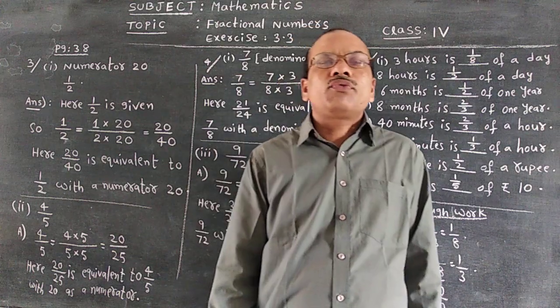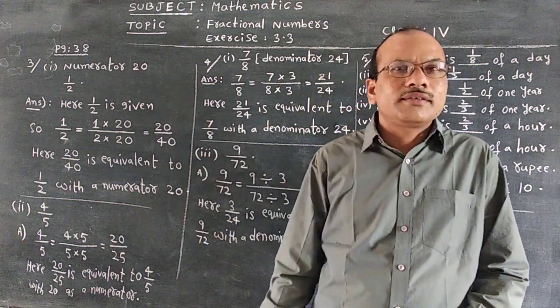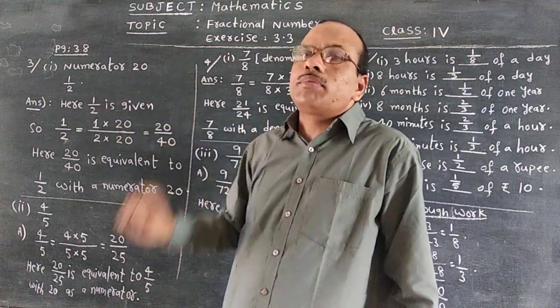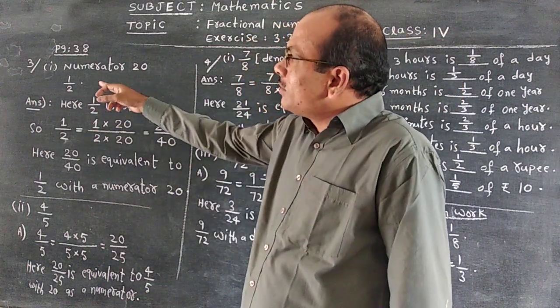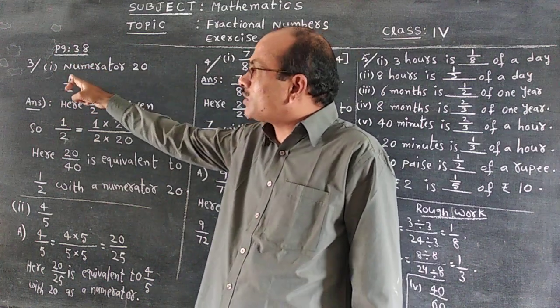We are in the chapter on fractional numbers. Let us see fractions, on page number 38. The given fraction is 1 by 2, that is question number 3, first one.